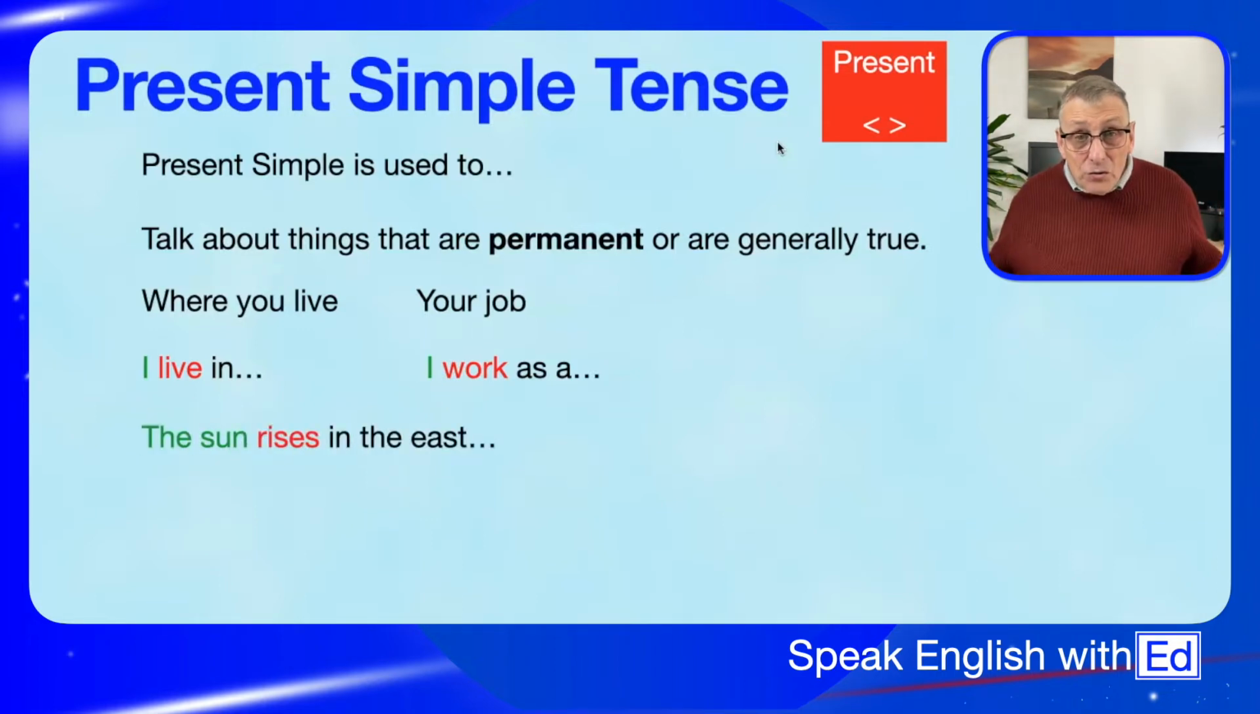Another thing that's true, this is permanent, it's generally true: the sun rises in the east. I'm pointing over there because that's where the east is from where I am sitting. The sun rises in the east, right? Now the sun is the subject of the sentence, and to rise is the verb, but rises is the correct form for the sun, because the sun is basically it. So it rises, the sun rises, and it rises in the east.